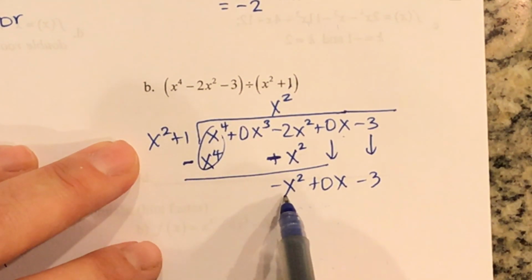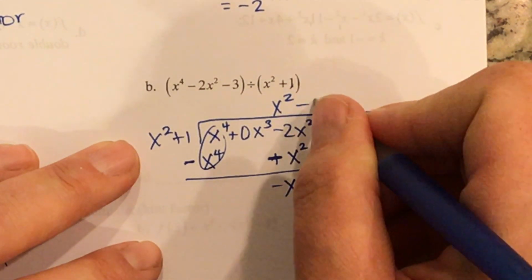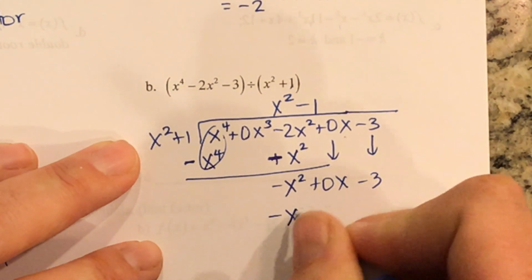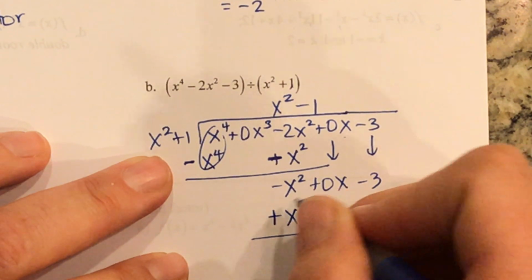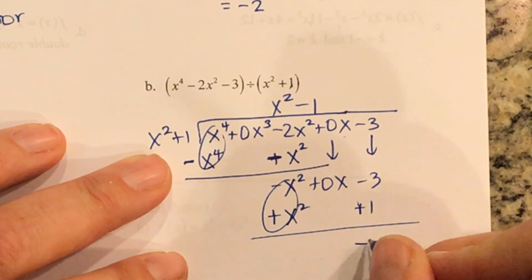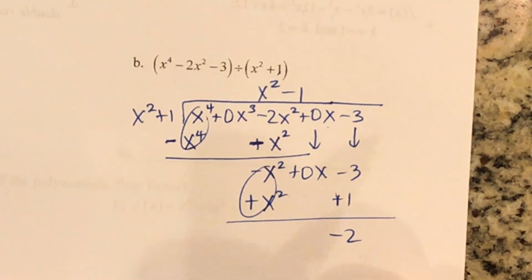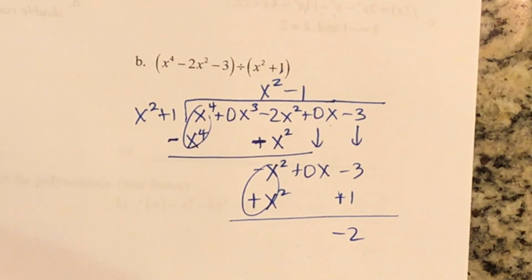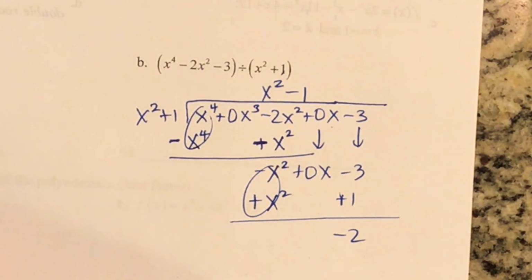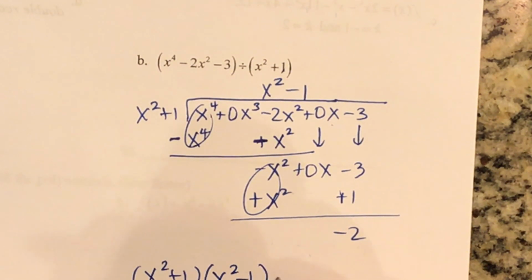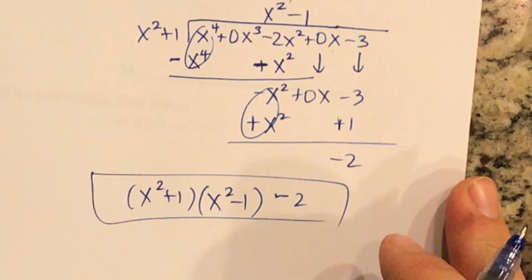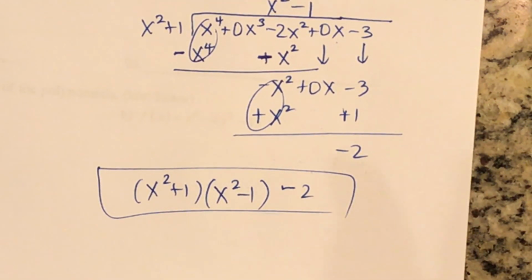X squared times what gives me negative x squared? So that's a minus 1. So I get minus x squared minus 1. Make that a plus, make that a plus. That goes away, and I get a negative 2. Am I right about that? Looks good to me. Okay, so that means x squared plus 1, x squared minus 1, minus 2. Cool. And there is the conclusion of, I don't know if we're on, I think page 3 now.